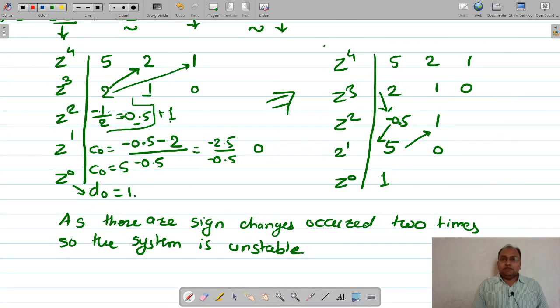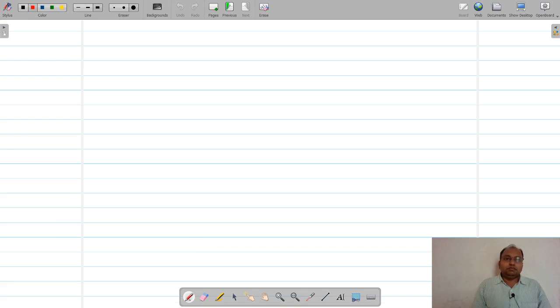Suppose there are zeros in this particular row. Say the s square row, all the elements of the s square row become 0. Then how do we proceed for such an example? That case we are going to discuss now. Let us go to the new page. So, case number three.